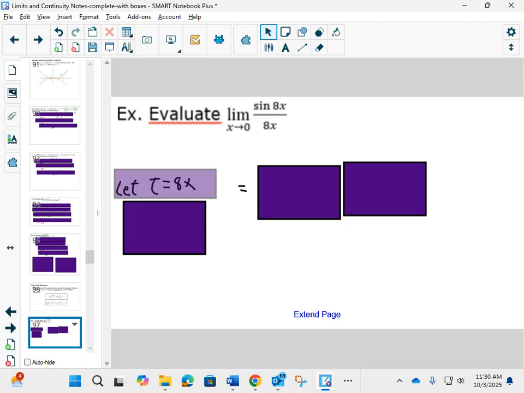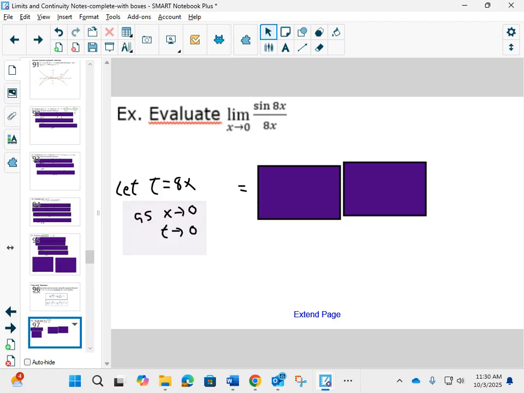What we can do is pick another variable, t, theta. If you really like w's, go for it. If I let t equal 8x, does it make sense that as x would go to 0, t would also go to 0? Okay, it's not crazy hard, but this is important because I'm going to change this equation, sine 8x over 8x, as x goes to 0, to sine t over t as t goes to 0. Because then it matches up perfectly with my formula.